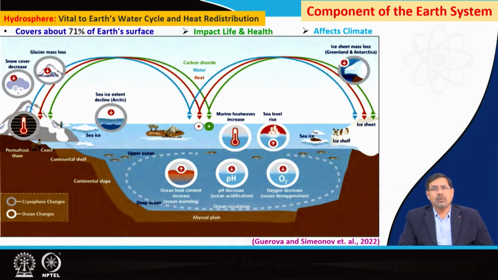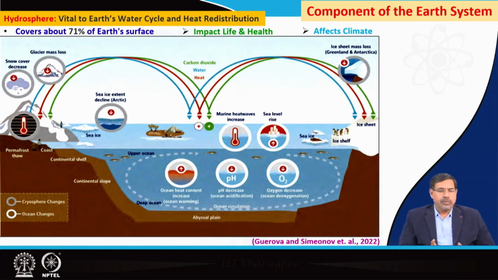So this water, or hydrosphere, is very vital as far as the Earth's water cycle and heat redistribution is concerned. As all of us know, it covers about 71% of Earth's surface. It impacts life and health, and thereby it affects the Earth's water cycle, or hydrological cycle, and the climate. The three arrows shown there: the red arrow talks about the heat, the blue arrow talks about the water, and the green arrow represents the carbon dioxide.